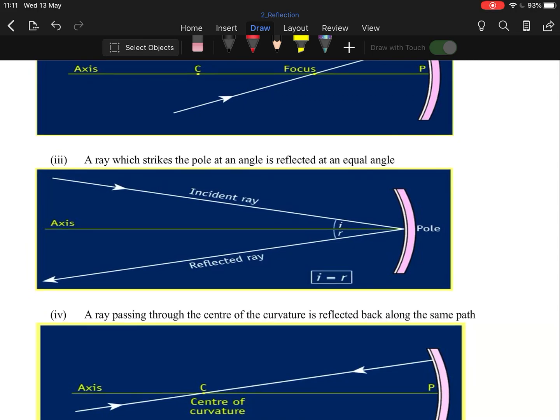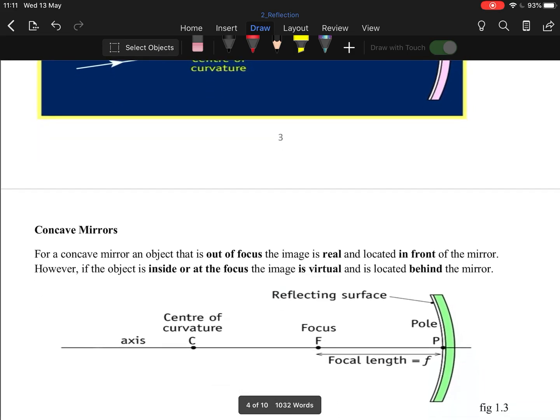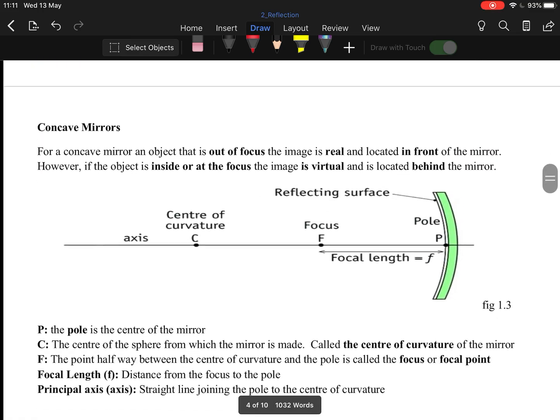If it strikes the pole, it'll come off at an equal angle. That's number 3. Number 4, if you pass through the center of curvature, you'll be reflected back along your path. So there are your 4. You need to know about 2 to be able to draw it. Oh, and all the descriptions.